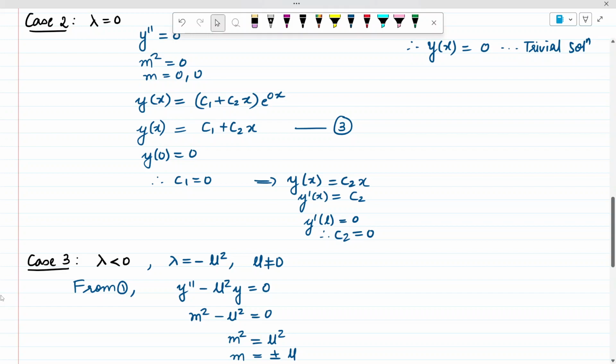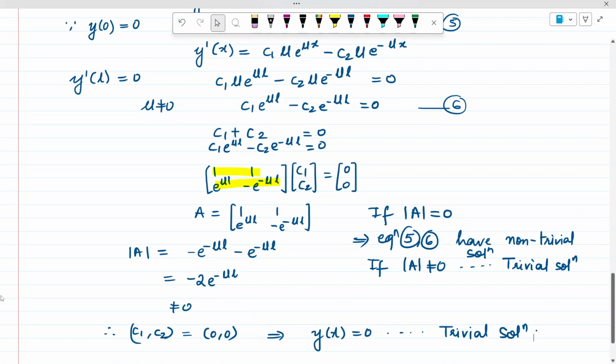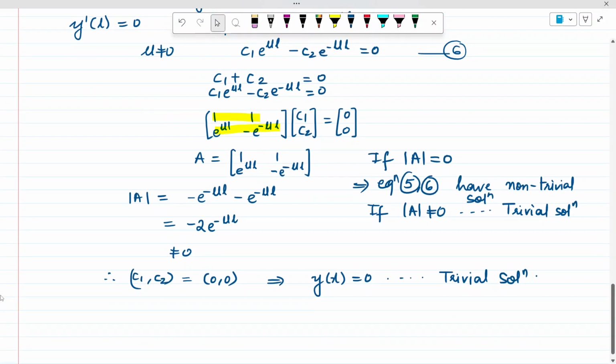Ma'am, yes please. Ma'am, from the last, the third line for finding the determinant is minus e raised to minus mu l minus e raised to mu l. No. Okay, mu l, yes. So anyways it is plus. So we get e raised to mu l, yes, miss. Okay, so now again, still after this, will this become equal to 0? No, I guess it's 1 minus 1. Yeah, 1 minus 1.